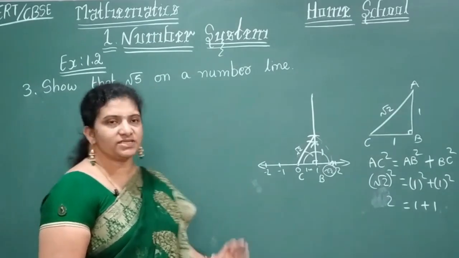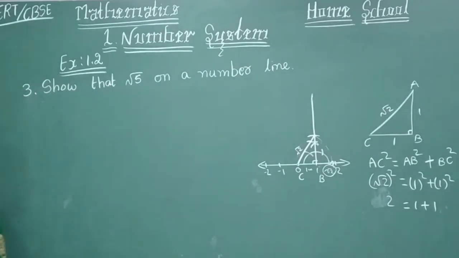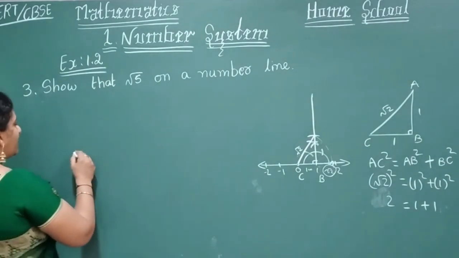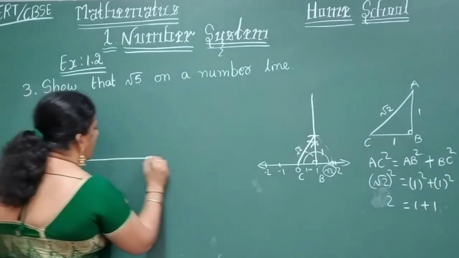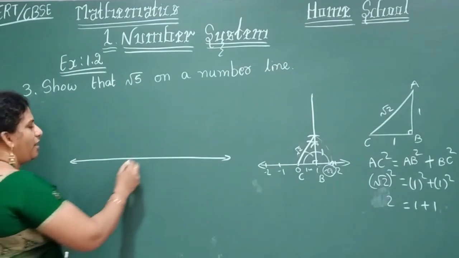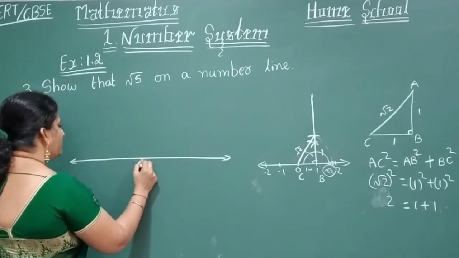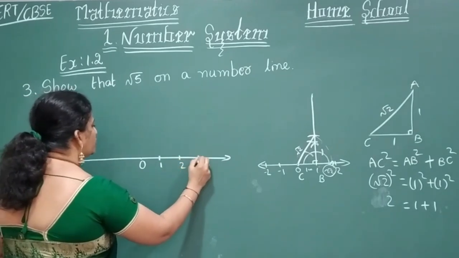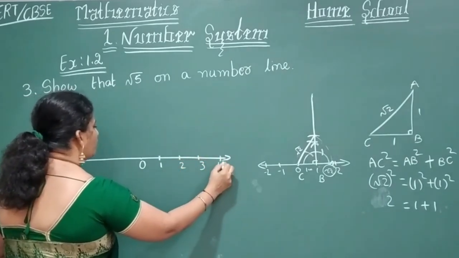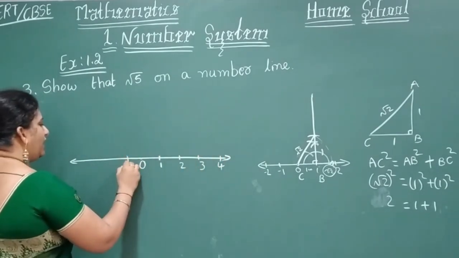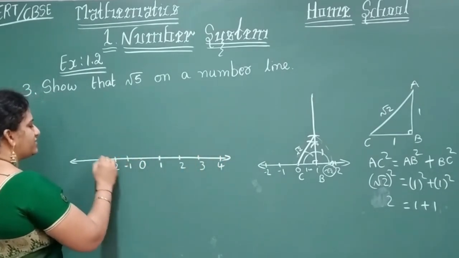Now shall we proceed to our problem? What is the problem here? Show root 5 on a number line. So take a scale, children, everybody, and draw a straight number line with the scale. Mark points 0, 1, 2, 3, 4. Positive numbers towards the right side and negative numbers towards the left side.